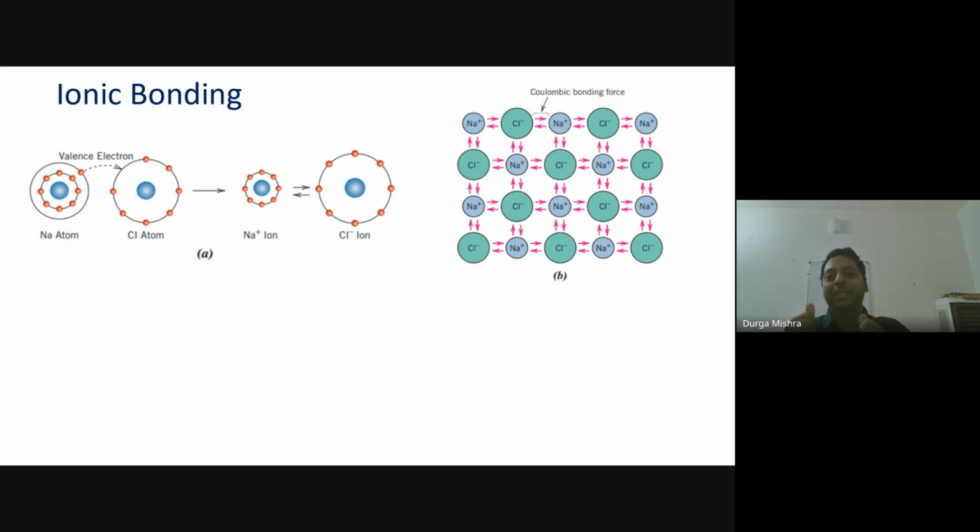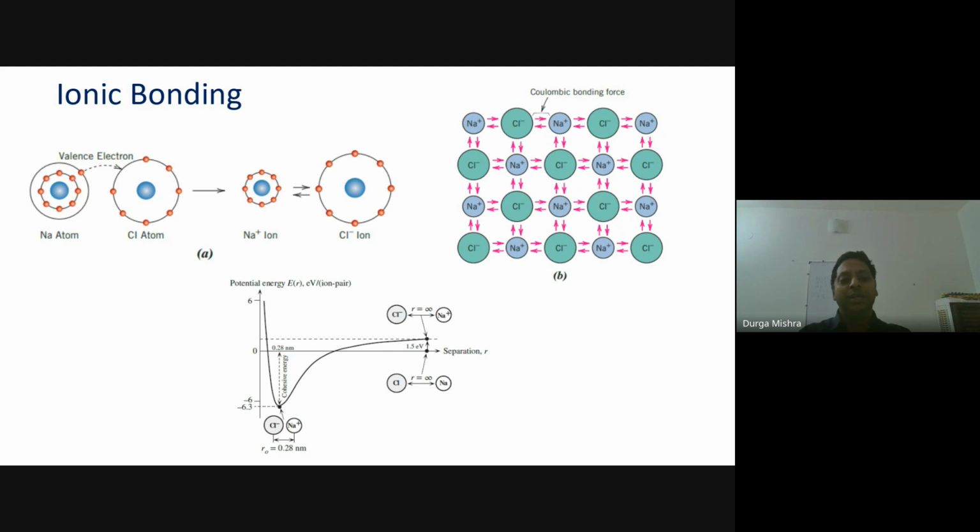Because you have two ions, there will be an attractive force between them. And to keep this attraction, sodium will always be surrounded by negative chlorine. Similarly, any chlorine ion will always be surrounded by sodium atoms. So you have an attractive force between them, and you form this big NaCl solid or crystal.